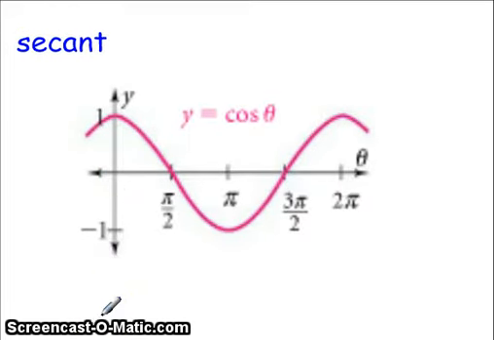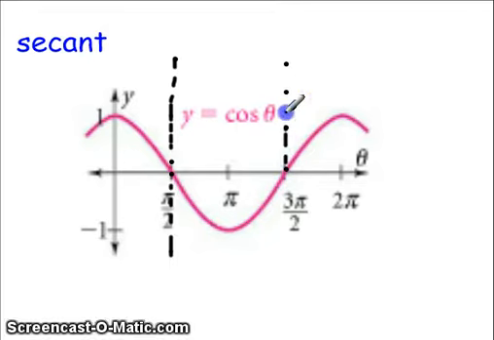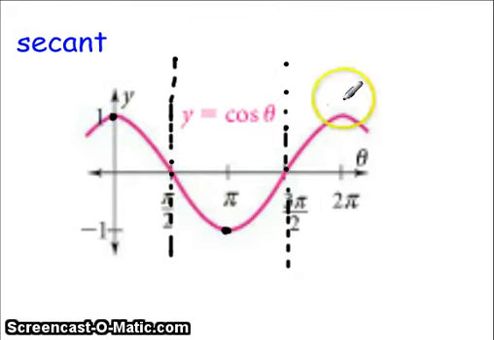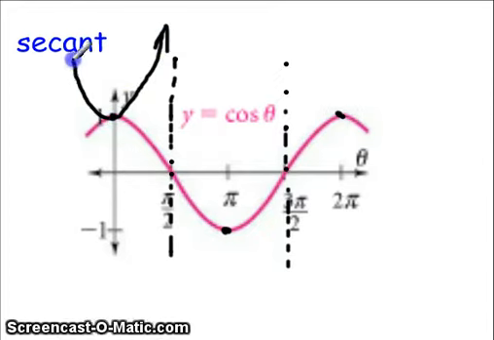Secant is the reciprocal of cosine. So again, the zeros become asymptotes. There are no asymptotes for the cosine curve, so there are no zeros for secant. 1 stays 1, -1 stays -1, and the 1's curve up, and the -1's curve down.